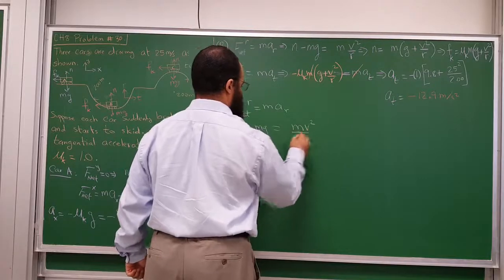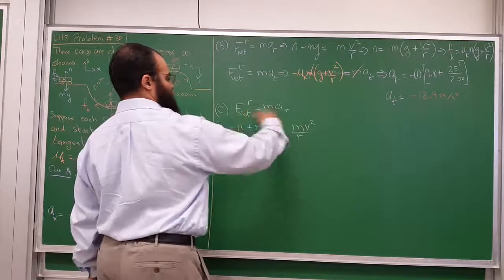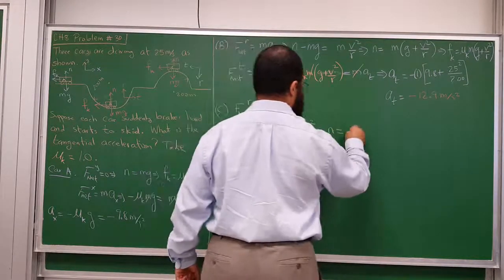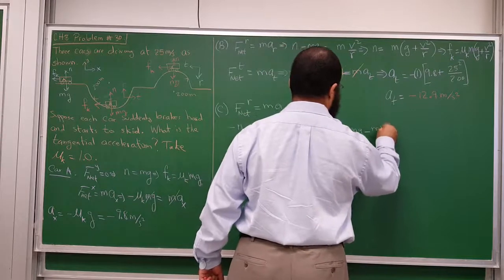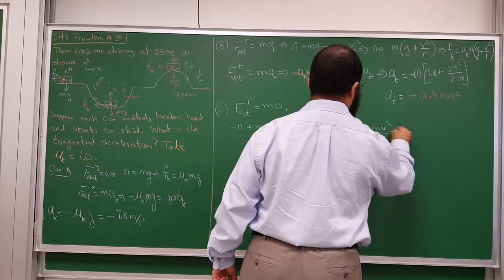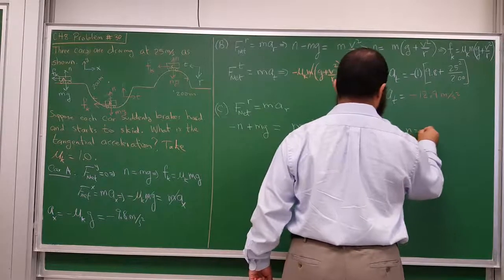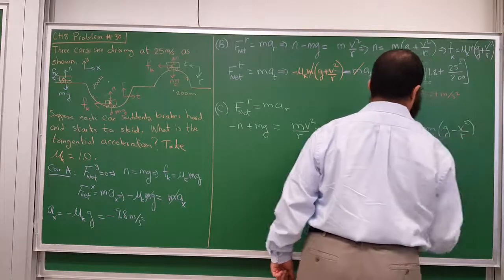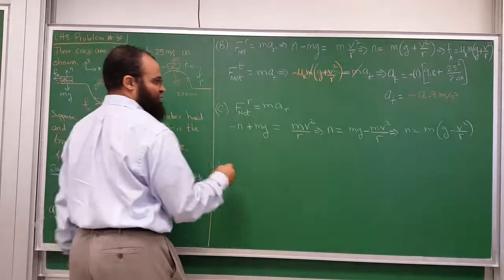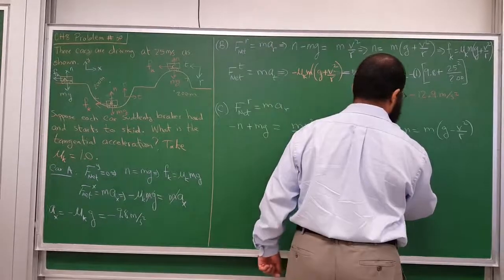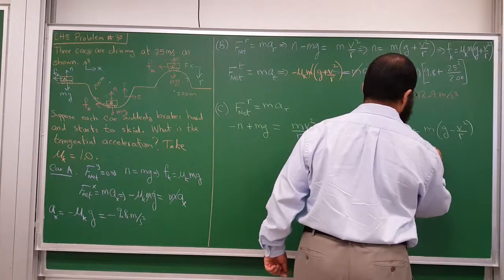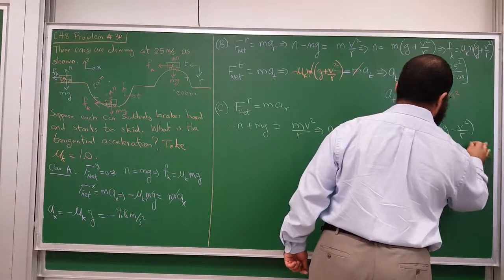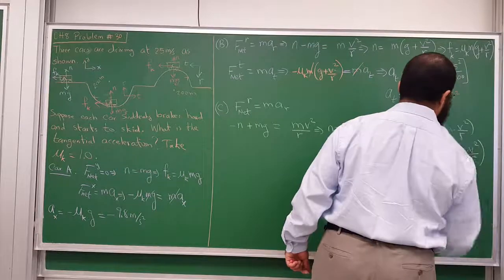Move n this way and move this one this way, so you will get that the normal force will equal mg minus mv squared over r, and so the normal force will equal m times g minus v squared divided by r. That means the force of friction is the coefficient of friction times the normal force, so that's mu k times m times g minus v squared divided by r.